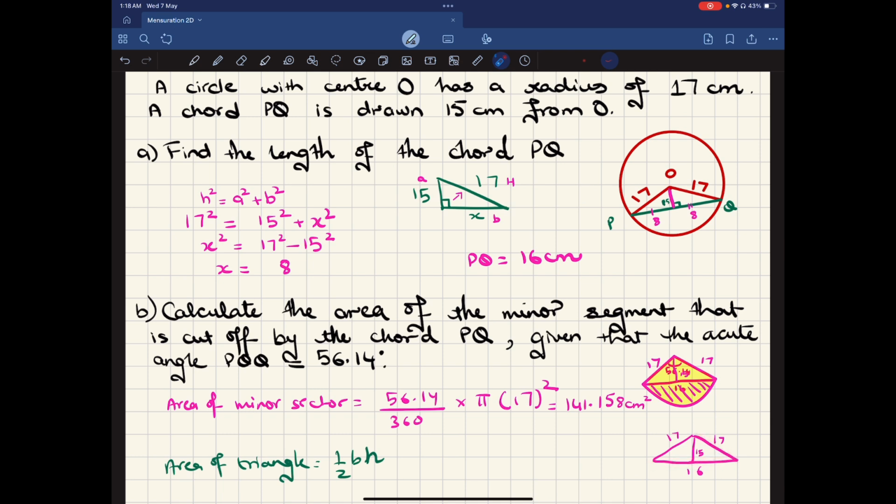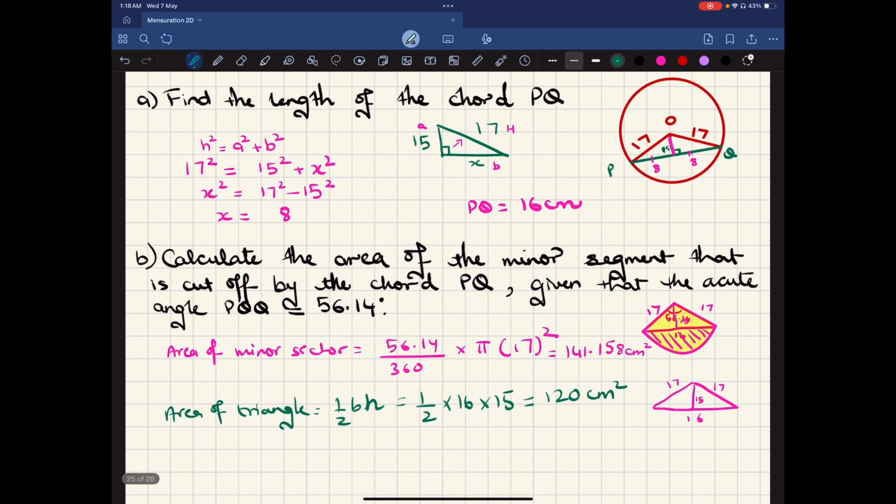Why? Because we always determine the base of the triangle with the help of the height. So the height is basically 90 degrees. It makes a 90-degree angle with the base. So the height is making a 90-degree angle with this PQ, which is 16. Okay, so it's going to be half into 16, the base, into height, which is 15. So this comes out to be 120 centimeters square.